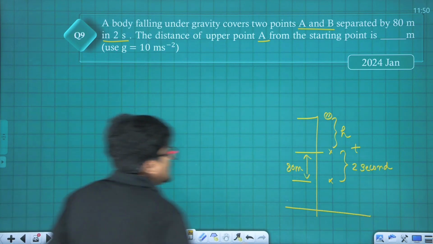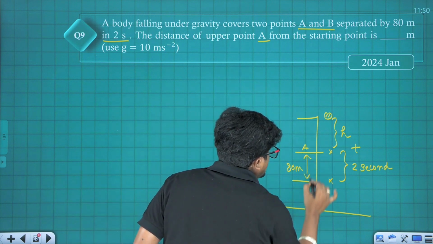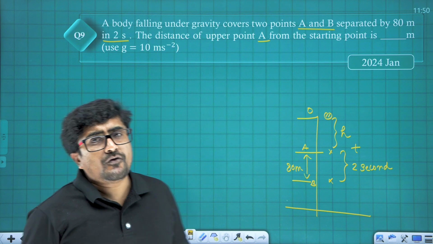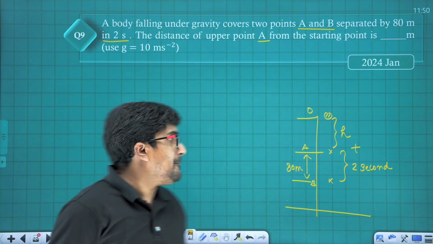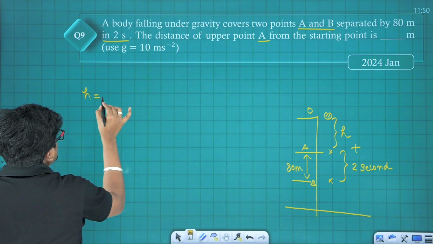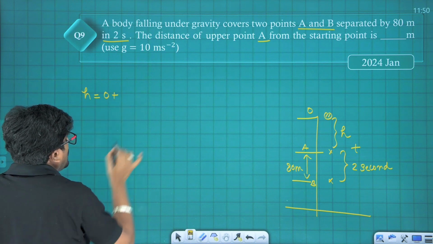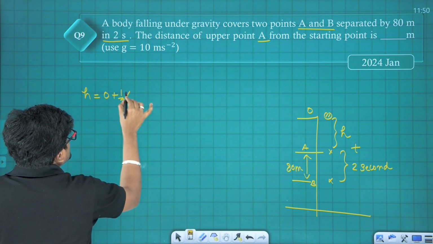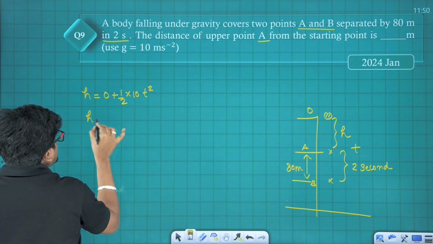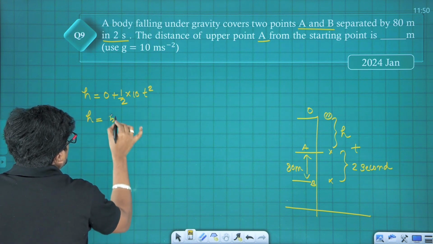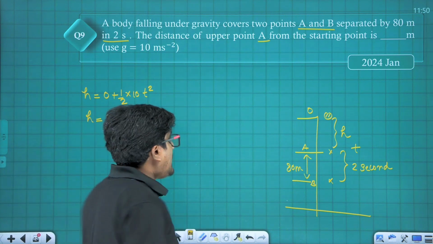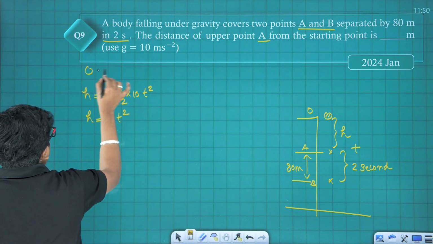So this is A and this is B, isn't it? And let me take this as O. First of all, let me consider the journey from O to A. While considering the journey from O to A, I can say that h is equal to u is 0, plus half of acceleration due to gravity, which is 10, and time taken is t square. So h is equal to 5 times t square. I repeat, this journey is from O to A.